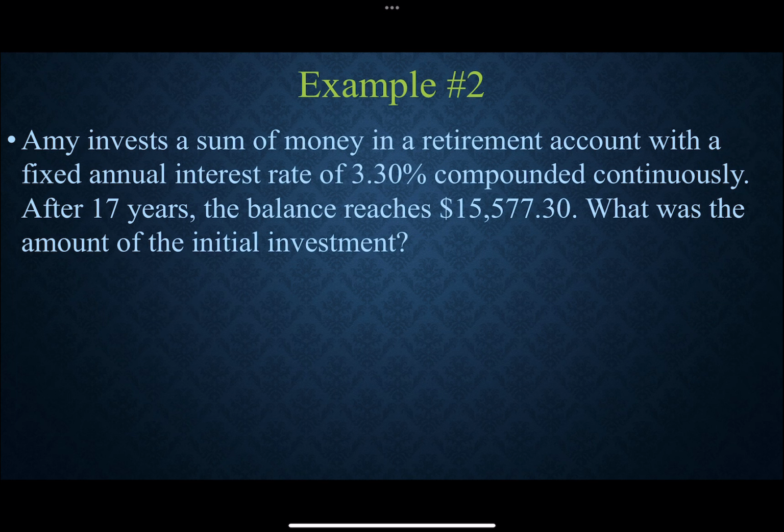Here we have Amy investing a sum of money in a retirement account. We have this interest rate. Always make sure you're careful. They're giving you decimals for the interest rate, but it's still a percentage, so you have to still convert it. They give us the final balance after 17 years. They want to know the initial balance.